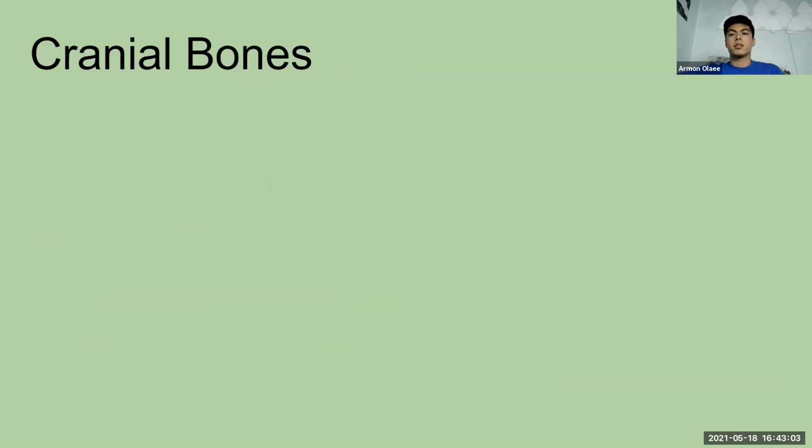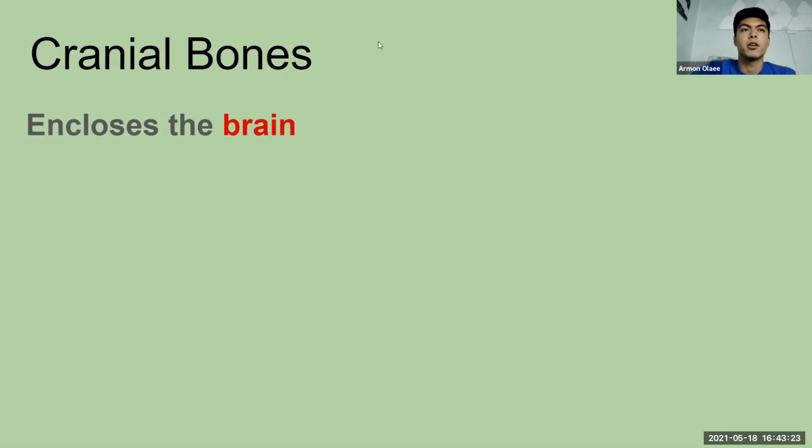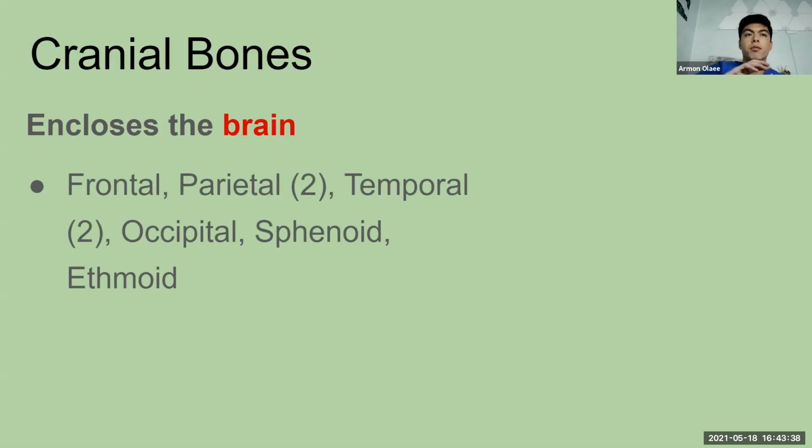The first thing we're going to talk about is your cranial bones. These are the bones that enclose the brain. Can anybody list out what these bones are in the chat, or you can say it out loud? Does anybody know any of the cranial bones? Frontal, parietal, temporal, and I don't remember the other one. That was good, we're getting there. In total, they include the frontal, parietal, temporal, occipital, sphenoid, and ethmoid bone.